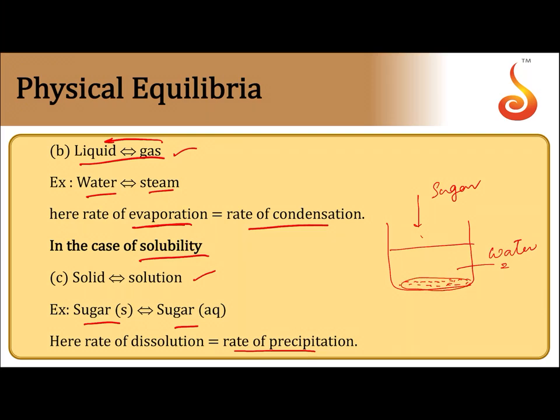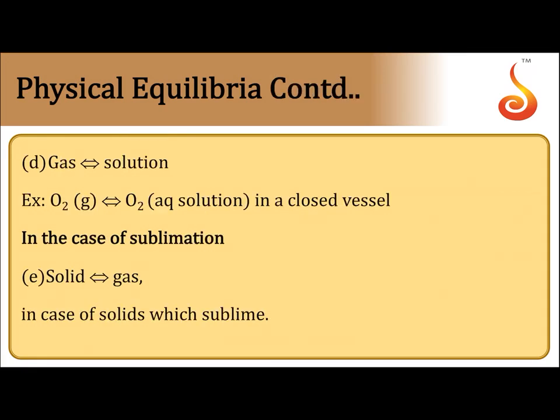There is precipitation there. Between these two we have an equilibrium existing. It is also called physical equilibrium. Then coming to another one, we have the gas and solution. Here the rate of dissolution of oxygen gas should be equal to the rate of liberation of oxygen gas from the solution or from the liquid. That can also be taken as physical equilibrium. The rate of dissolution of oxygen gas should be equal to the rate of liberation of oxygen gas from solution. It is also a physical equilibrium.